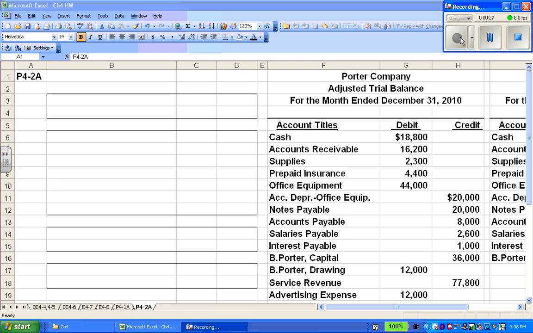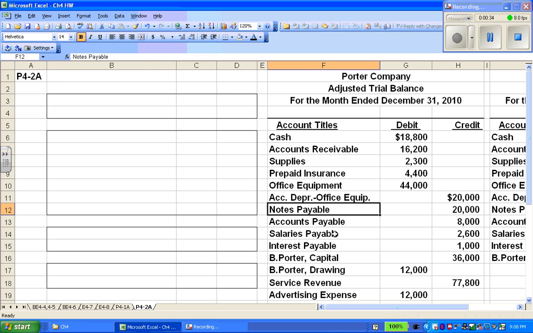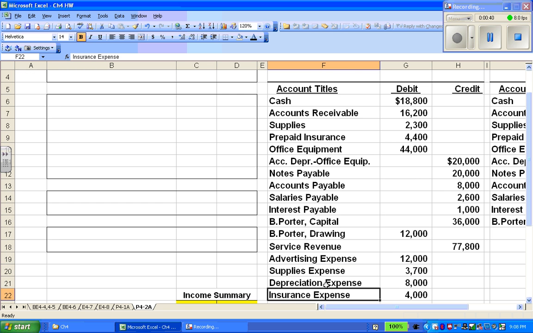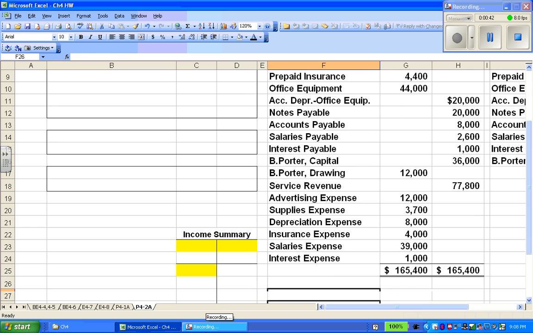They give us the same thing, an adjusted trial balance, and they give us all the balances, the cash, the liabilities. We have the owner's equity accounts here, and then we come down. I have my revenue account, my expense accounts. All right, and they're not trying to trick me by sticking anything out of order. Okay, my adjusted trial balance is in the order that it should be.